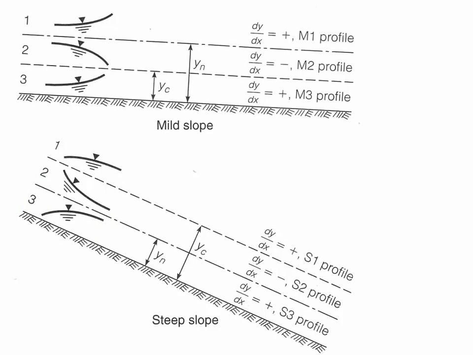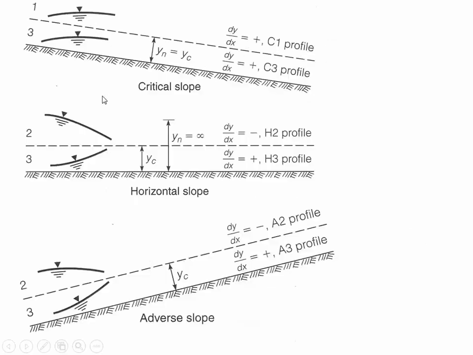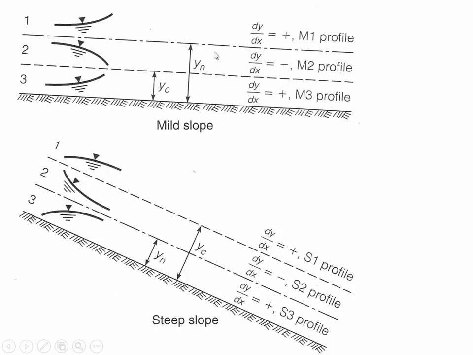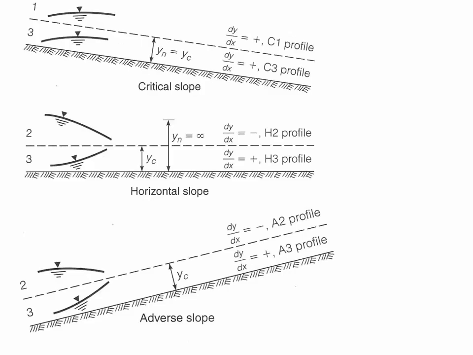And here's the same thing summarized from another text. In a mild slope, the normal depth is greater than the critical depth, with depth increasing or depth decreasing. That's the sign of dy/dx, or what we've been calling dy/dl till now.